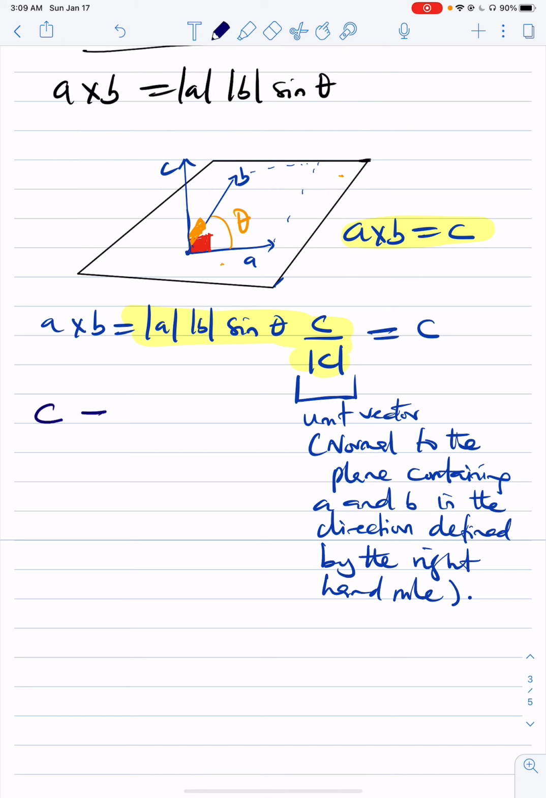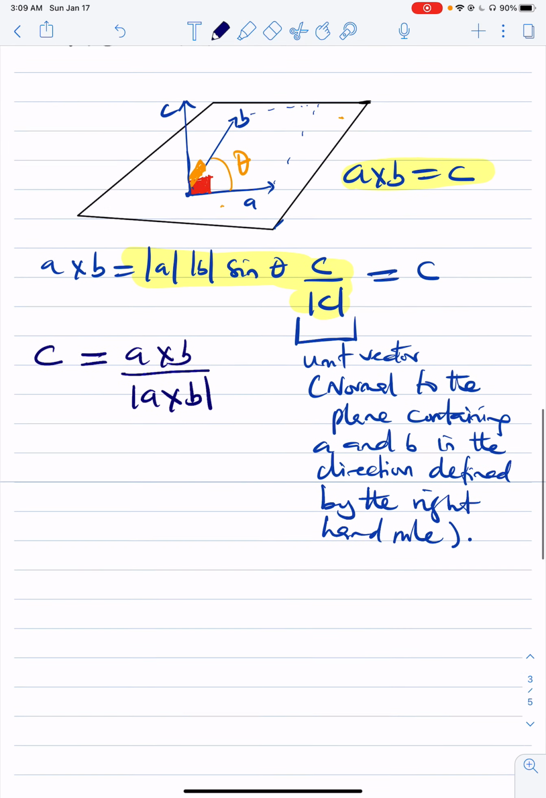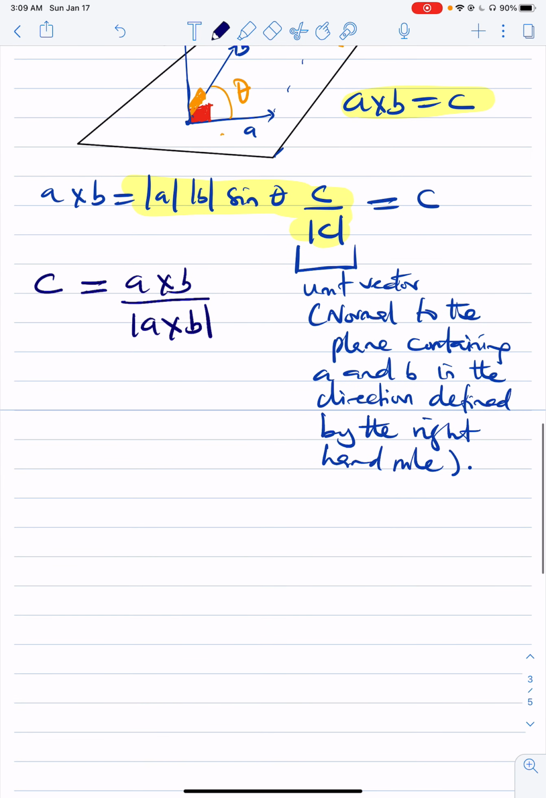C, you want to find C, it's simply A cross B all over the magnitude of A cross B. That is C. I hope that makes sense. Right. Okay.